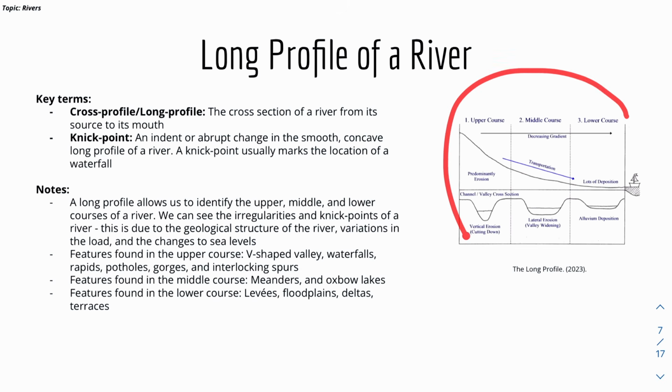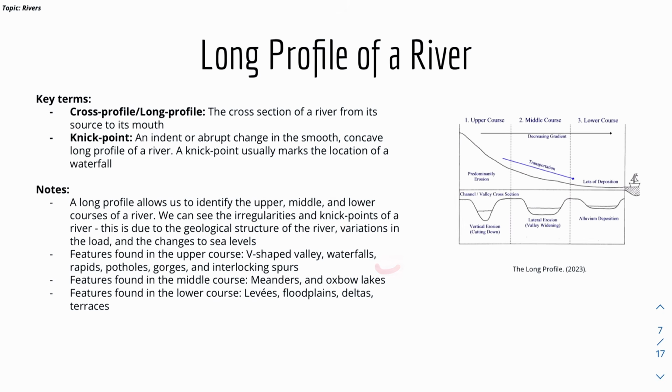So we have the long profile here in some notes. Basically, this long profile allows us to identify the upper, the middle, and the lower course of a river, and we can see the irregularities and the knick points of a river due to its different structures, for example due to geological factors.